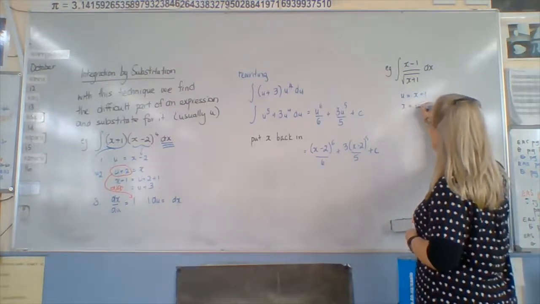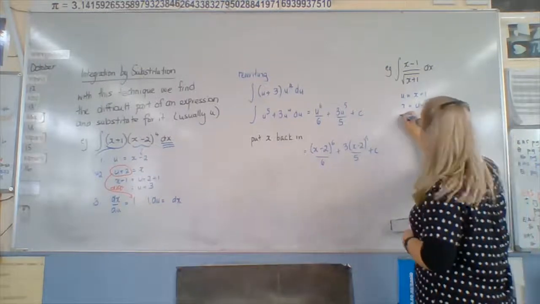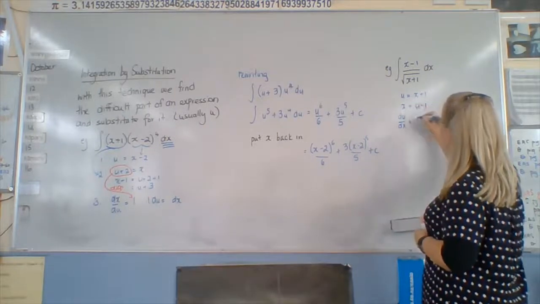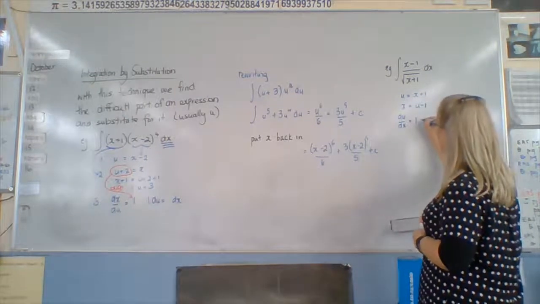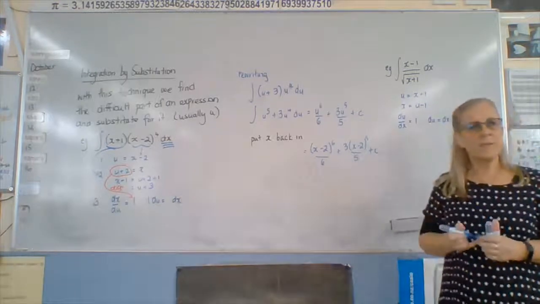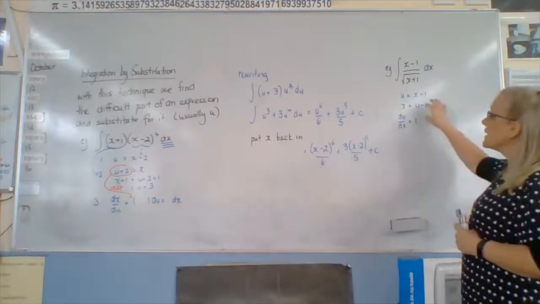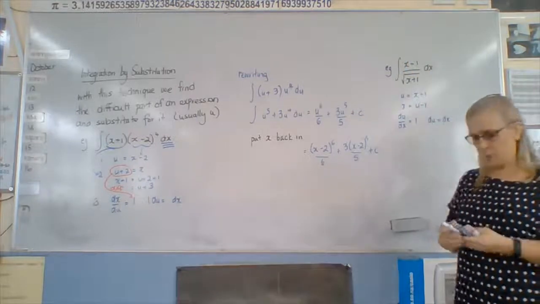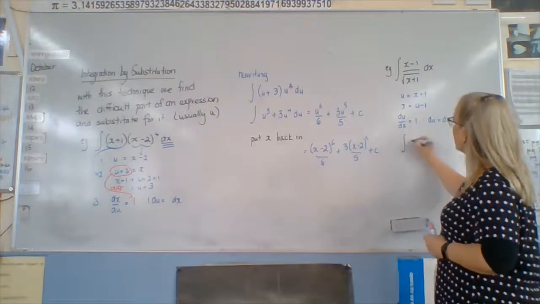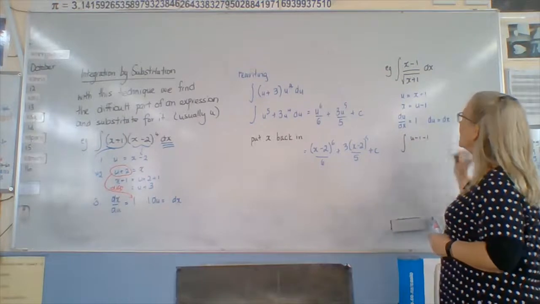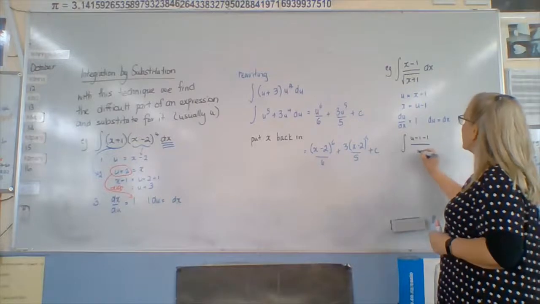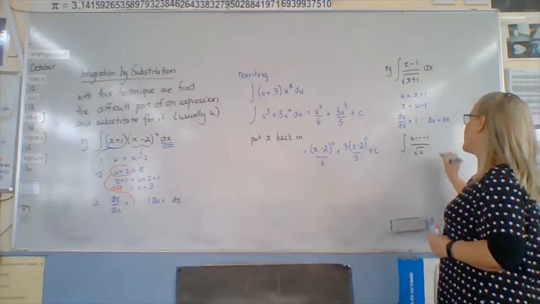x equals u minus 1. What does du by dx equal? It equals 1, meaning du equals dx. All right, so those are the 3 things you have to find before completely rewriting the top. So now the top says u minus 1 minus 1. So x is u minus 1, over the square root of u, du.